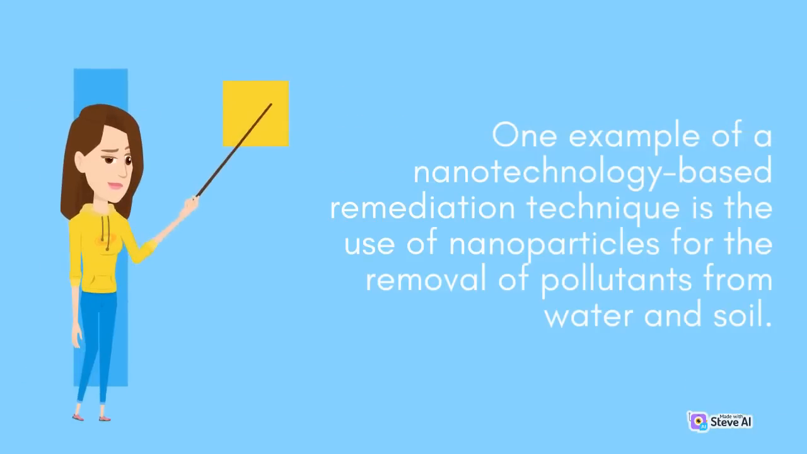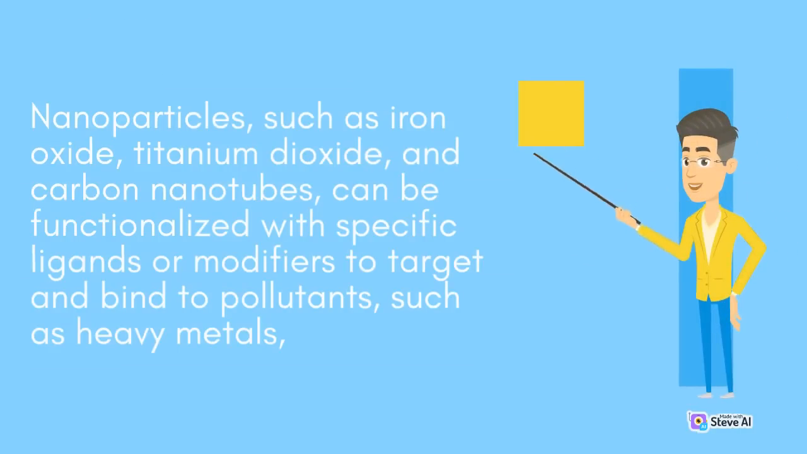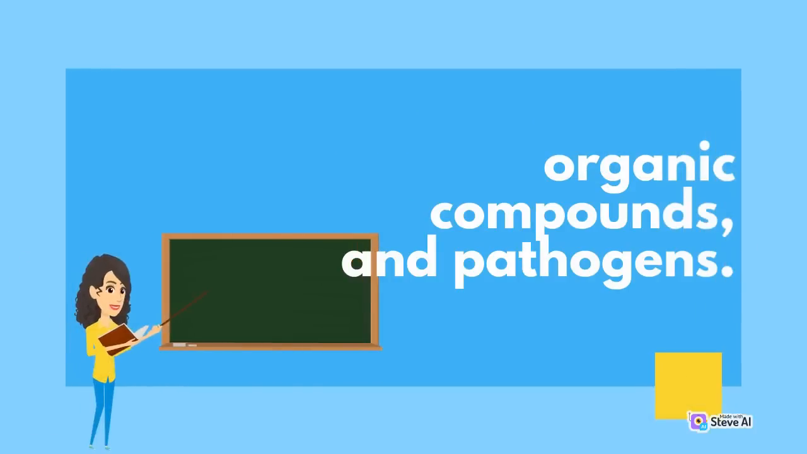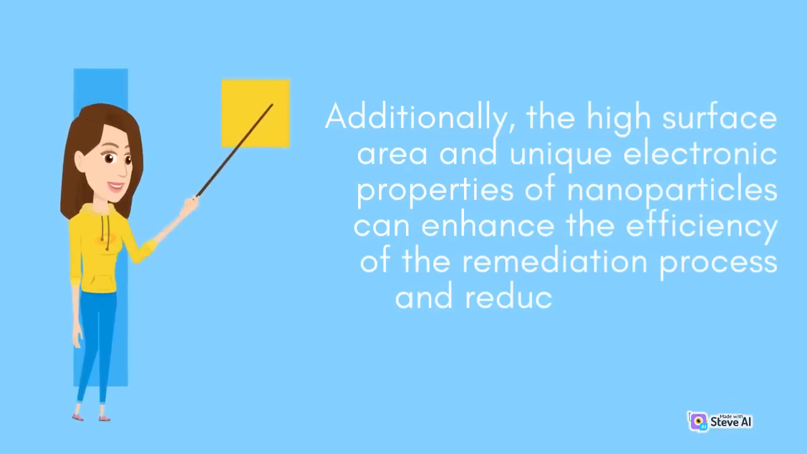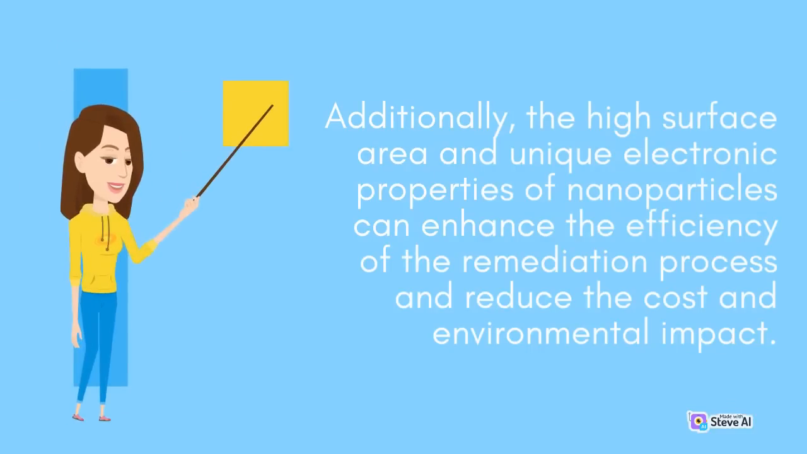One example of a nanotechnology-based remediation technique is the use of nanoparticles for the removal of pollutants from water and soil. Nanoparticles, such as iron oxide, titanium dioxide, and carbon nanotubes, can be functionalized with specific ligands or modifiers to target and bind to pollutants, such as heavy metals, organic compounds, and pathogens. Additionally, the high surface area and unique electronic properties of nanoparticles can enhance the efficiency of the remediation process and reduce the cost and environmental impact.